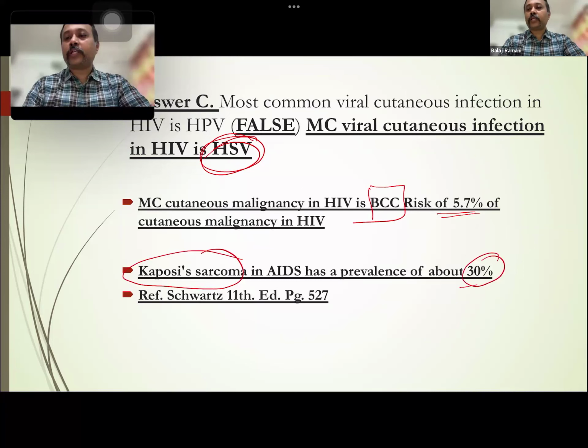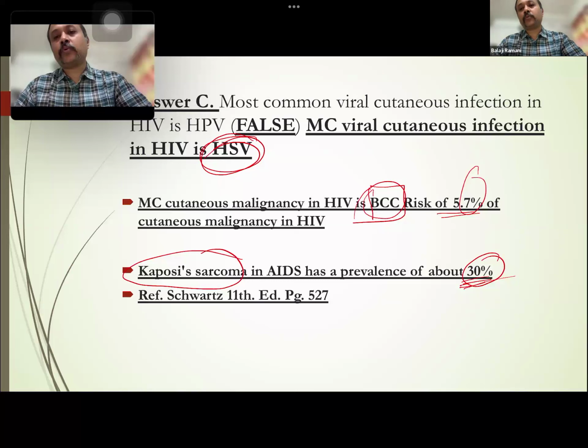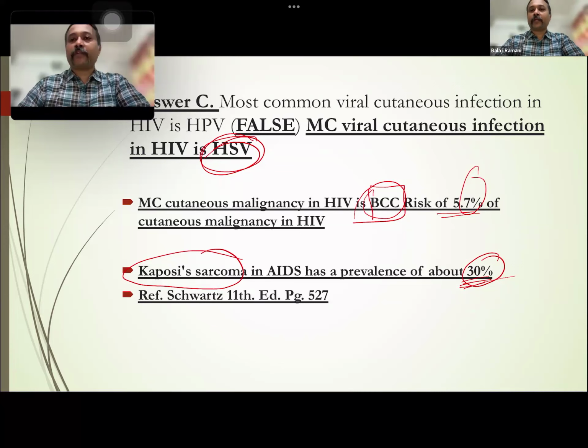So prevalence is around 30%. This is not incidence, my friends. That is why even though it is 5%, the highest risk is there for BCC prevalence, because Kaposi sarcoma patients tend to go on with the lesion for a long time, whereas the BCC will be removed. Kaposi sarcoma, they will just tend to stay there, so it will be having a higher prevalence.